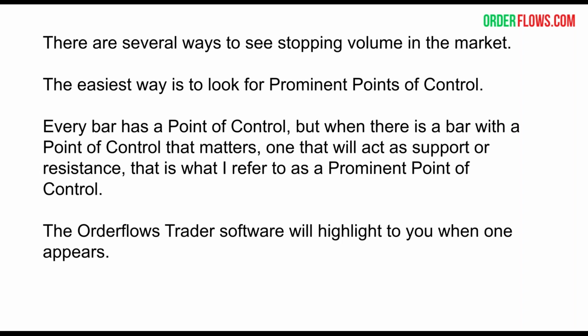And every bar has a point of control, but when there is a bar with a point of control that matters, or one that will act as support or resistance, that's what I refer to as a prominent point of control. Now, the Order Flow Trader software is going to highlight to you when one appears, right? Before I was showing you delta, right? You don't need the Order Flow Trader software, but if you have it, I want to show you some of the features here that you can use to identify market generated information, such as a prominent point of control, which is stopping volume, right? Again, you've got to let the computer sometimes do the work for you.